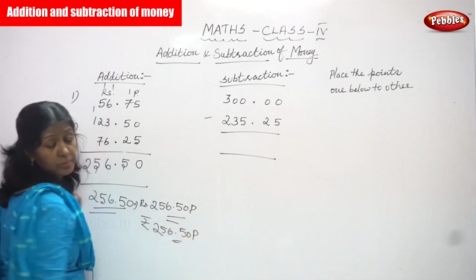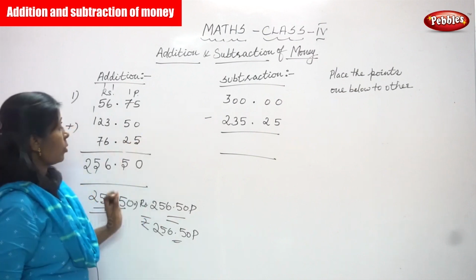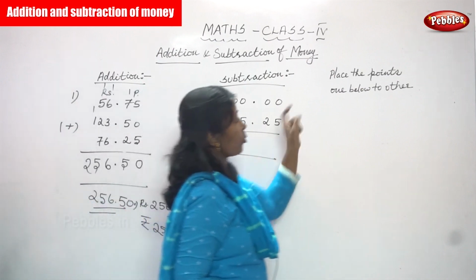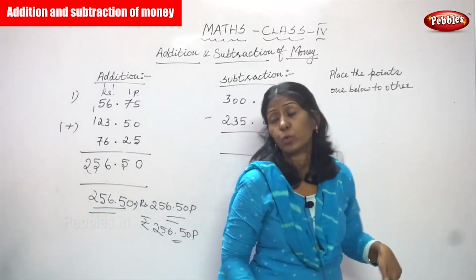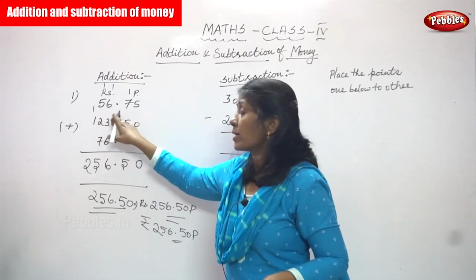This is also correct. Okay. So this is the method you have to use. This is an addition. So listen, I want to tell you one thing: place the points one below the other. So this is ones and tens, and after this it is called 56 rupees.